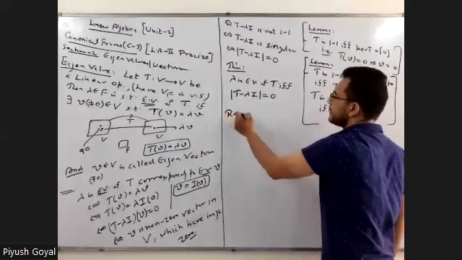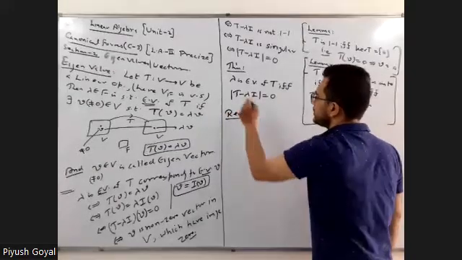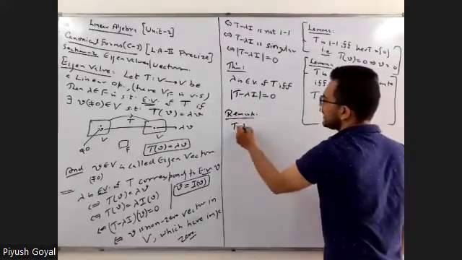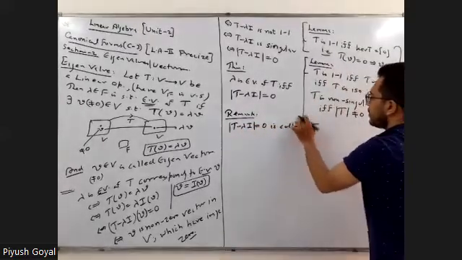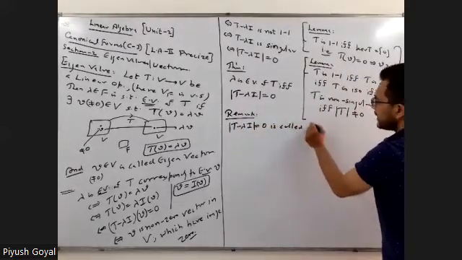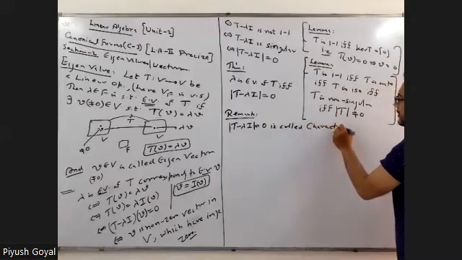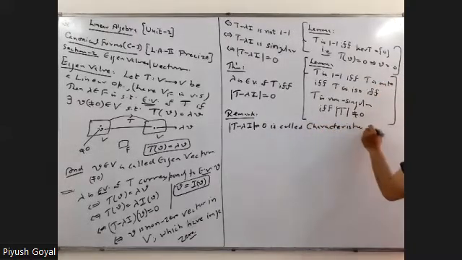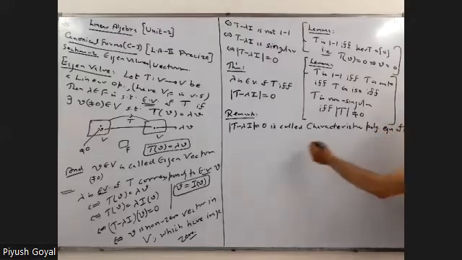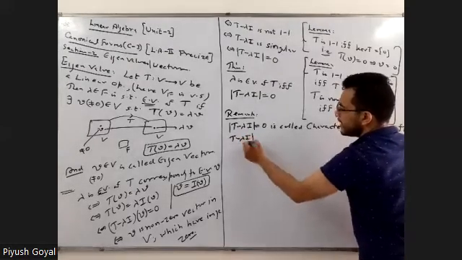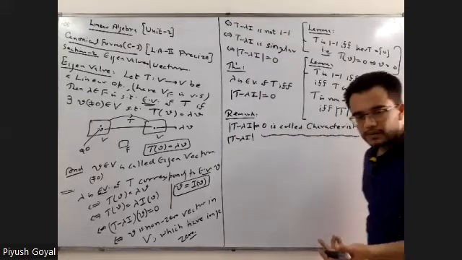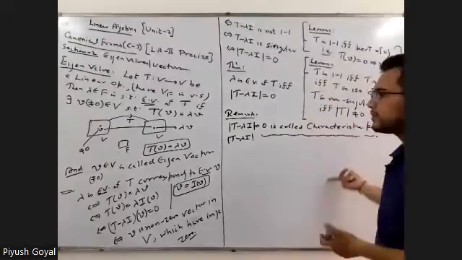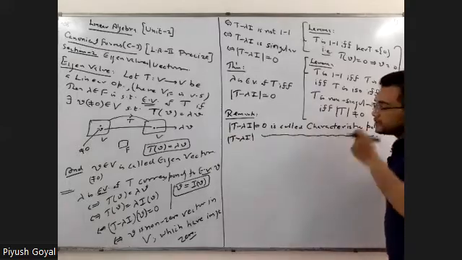Next part is a remark. The determinant of T minus lambda I equal to 0 is called the characteristic polynomial equation of capital T, and the determinant of T minus lambda I by itself is called the characteristic polynomial only. If it is equal to 0, then it becomes an equation. If it is not equal to 0, then it remains a polynomial. So this is your remark.